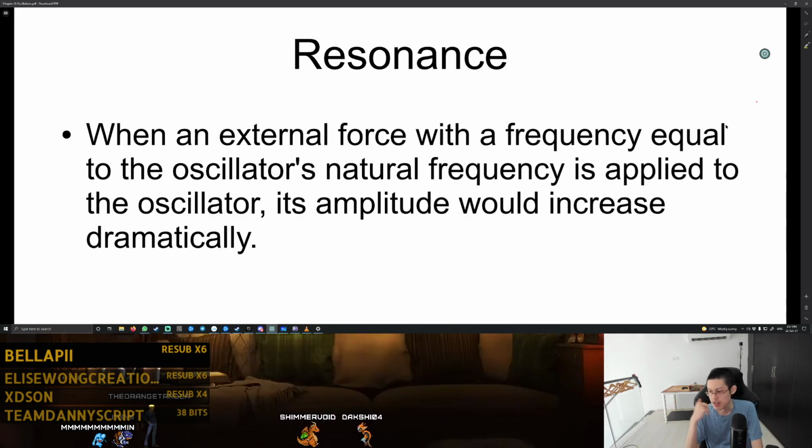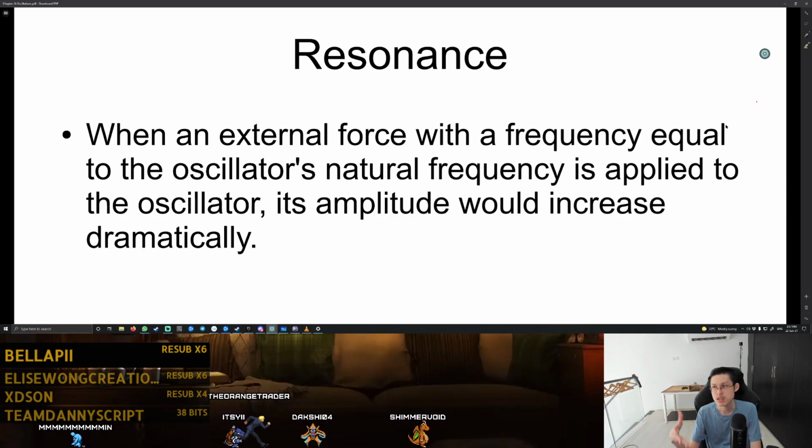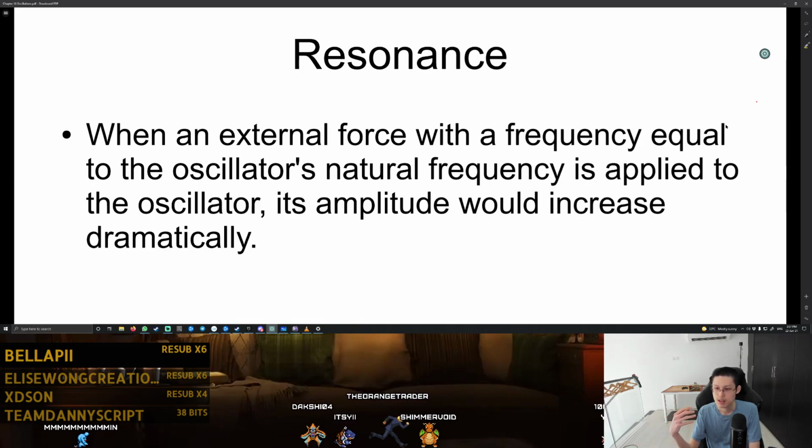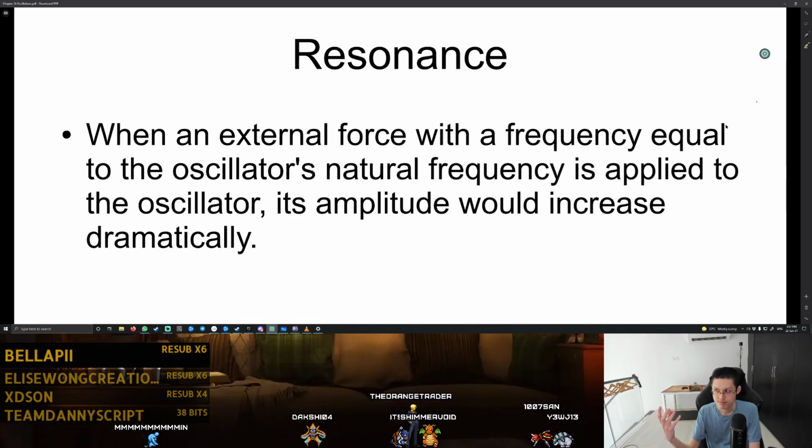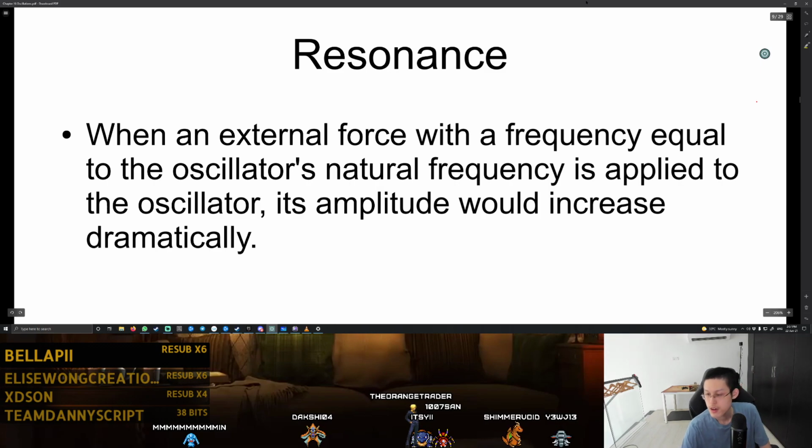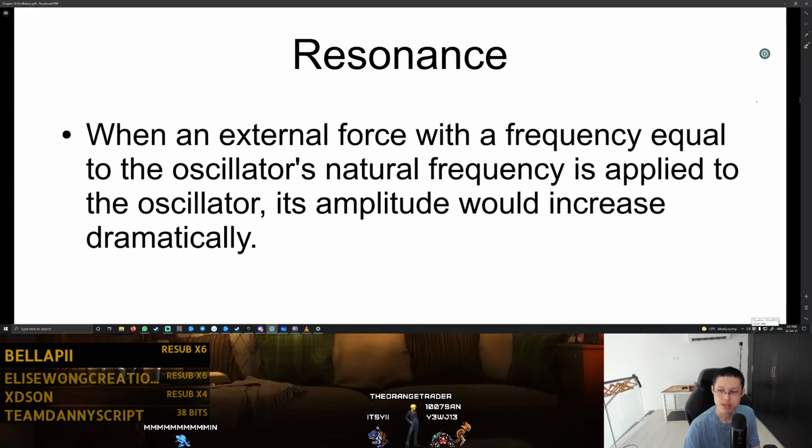So things like that. Resonance is typically not a good thing to have, because it would induce unwanted vibrations in a system, which would potentially compromise the system itself. An extreme example of this is the Tacoma Bridge incident.